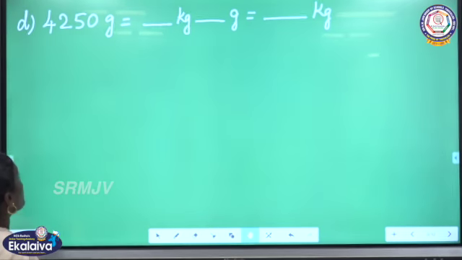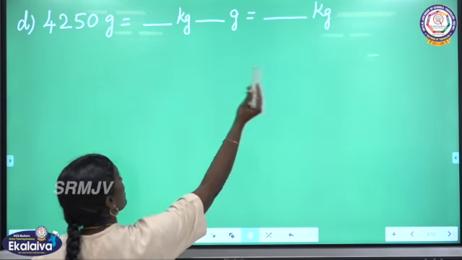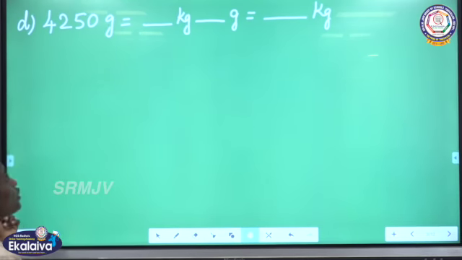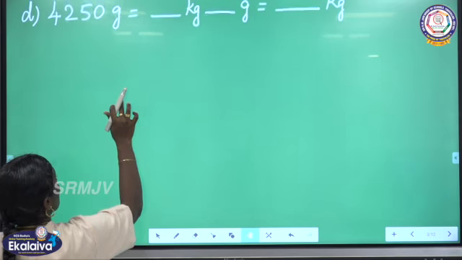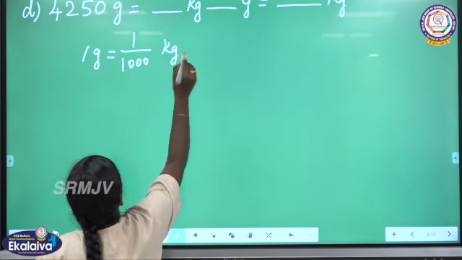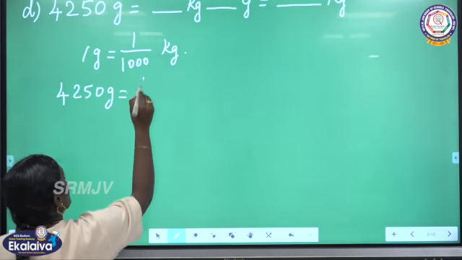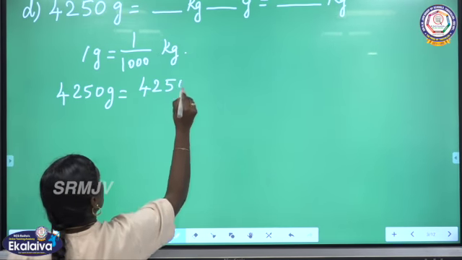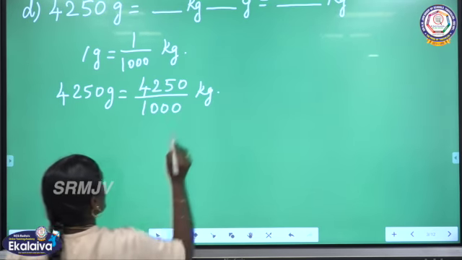The next one, 4250 gram. Kilogram and gram and kilogram. Here gram to kilogram. First that is division. Smaller unit to greater unit, that is division. We know that 1 gram is equal to 1 by 1000 kilogram. Here 4250 gram is there. To convert into kilogram, we have to divide it by 1000. We have to change the unit as kilogram.